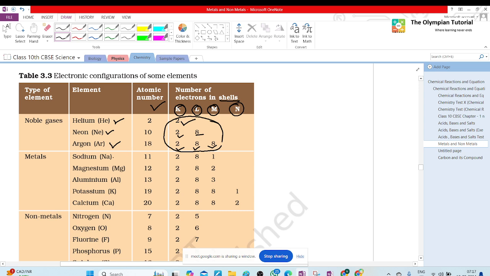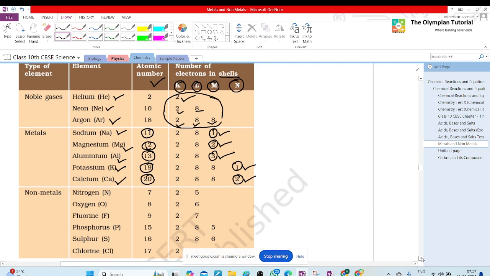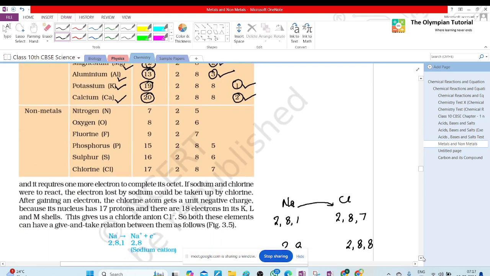In the case of metals we can see sodium, magnesium, aluminium, potassium, and calcium. Sodium is 11, so 2,8,1. Magnesium is 12, so 2,8,2. Aluminium is 13, 2,8,3. Potassium is 19, 2,8,8,1. Calcium is 20, 2,8,8,2. So here we have to observe one thing. In the outermost shell there are 1, 2, or 3 electrons, so they can easily give. In the case of non-metals, 7, 6, 5.